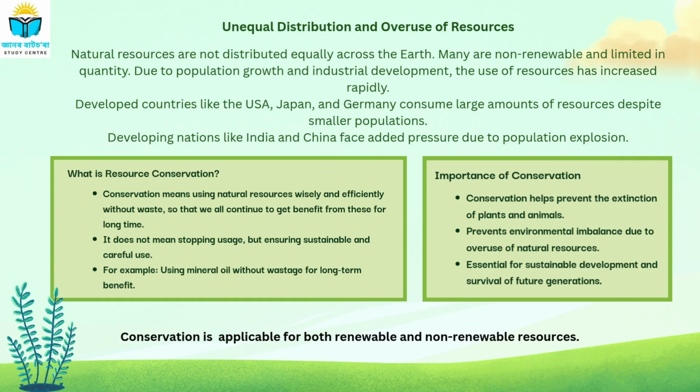Natural resources are not distributed equally across the earth. Many resources are non-renewable and available in limited quantity. Due to rapid population growth and industrial development, their use is increasing fast. Developed countries like the USA, Japan, and Germany consume large amounts of resources, even though their populations are smaller. On the other hand, developing nations like India and China face immense pressure due to population explosion.